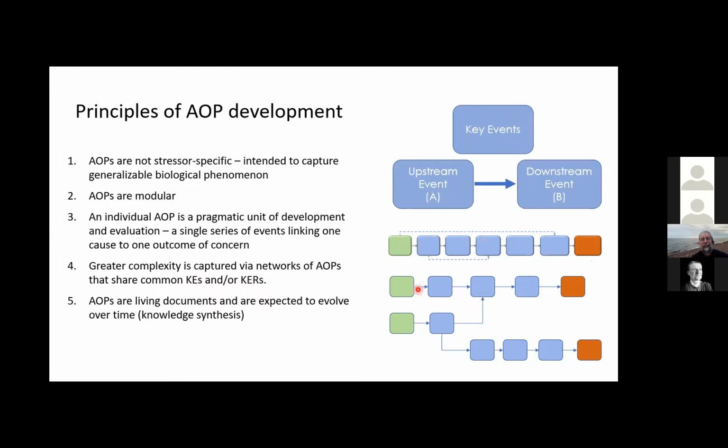As we link that information together, we actually build de facto networks that capture this more complex biology. The final principle is that AOPs are living documents, and as such, because they're just a synthesis of knowledge, information, and evidence, they can be expected to evolve over time as our knowledge, as the science evolves.